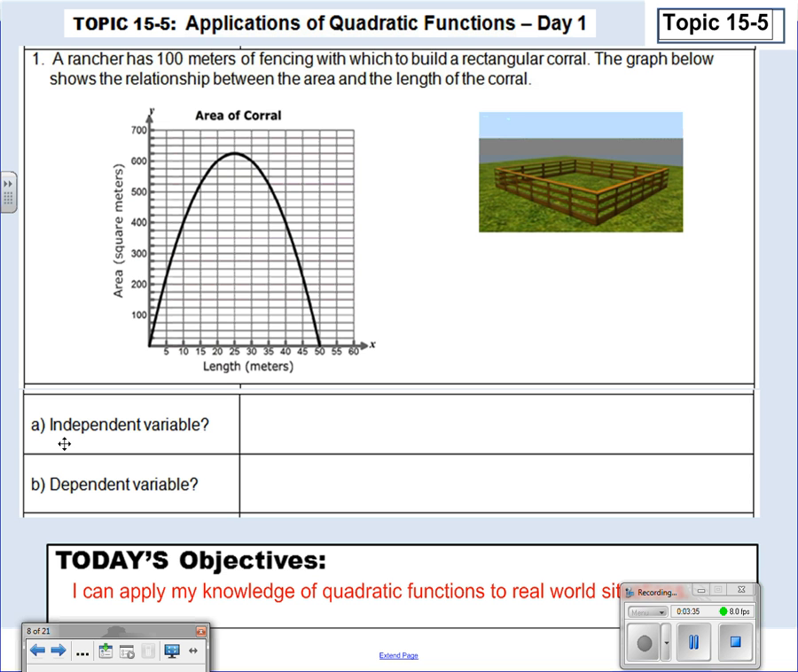And now we're going to look. Our independent variable is our x variable, and so our independent variable represents the length of the corral, and it is in meters. The dependent variable, dependent is our y, and so that is our area, which is in meters squared, or square meters.